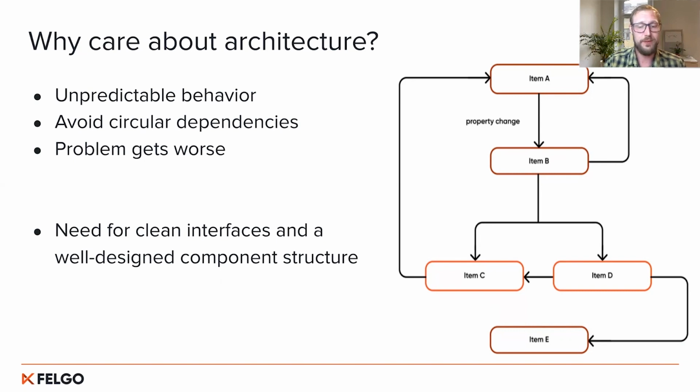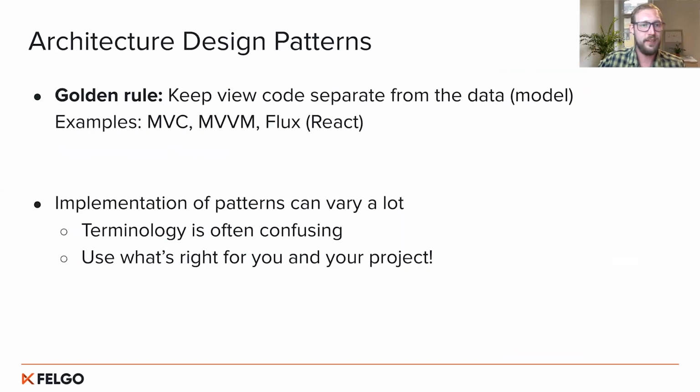And this is also like the breeding ground for circular dependencies, so binding loops with properties. This drives the need for clean interfaces and a well-designed component structure, which, of course, a good architecture can also help you with.